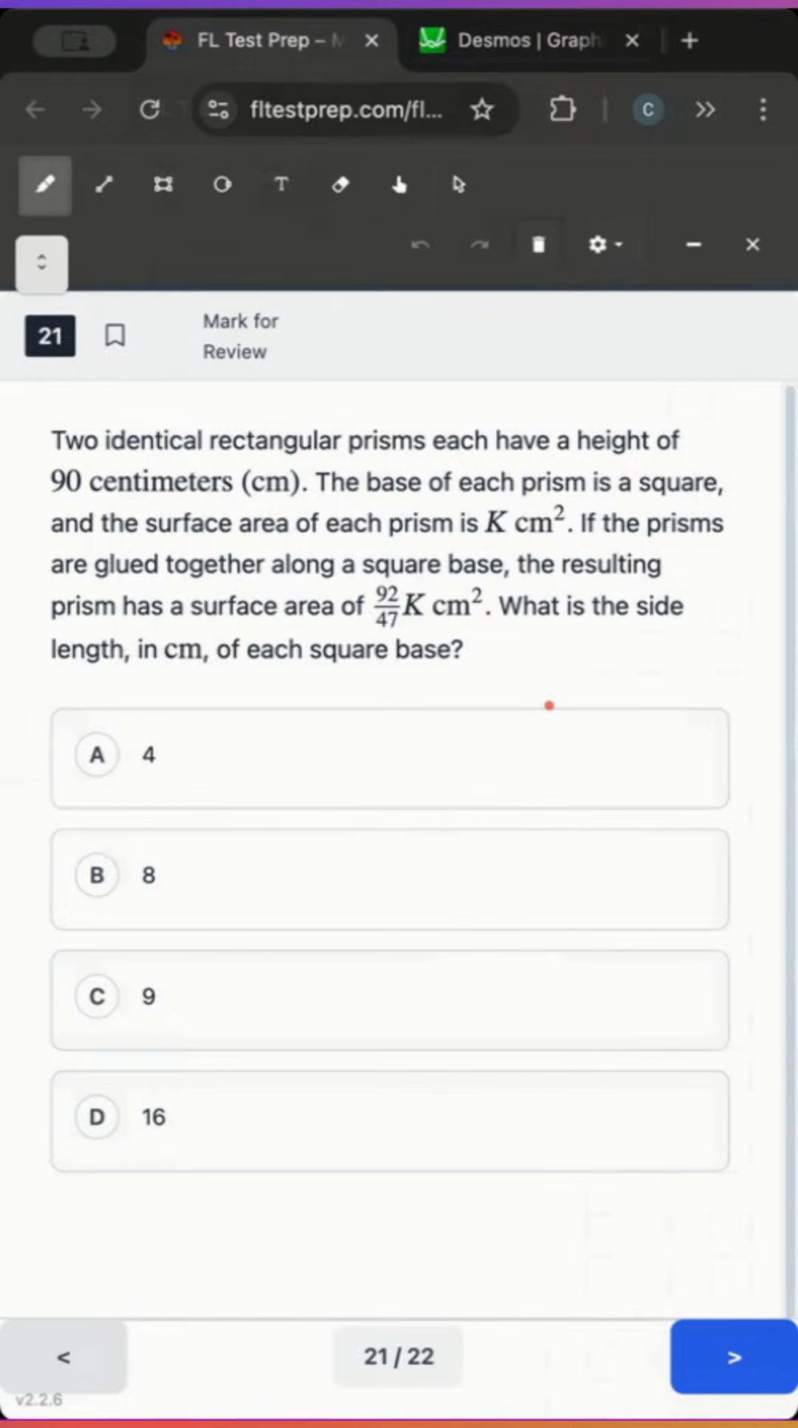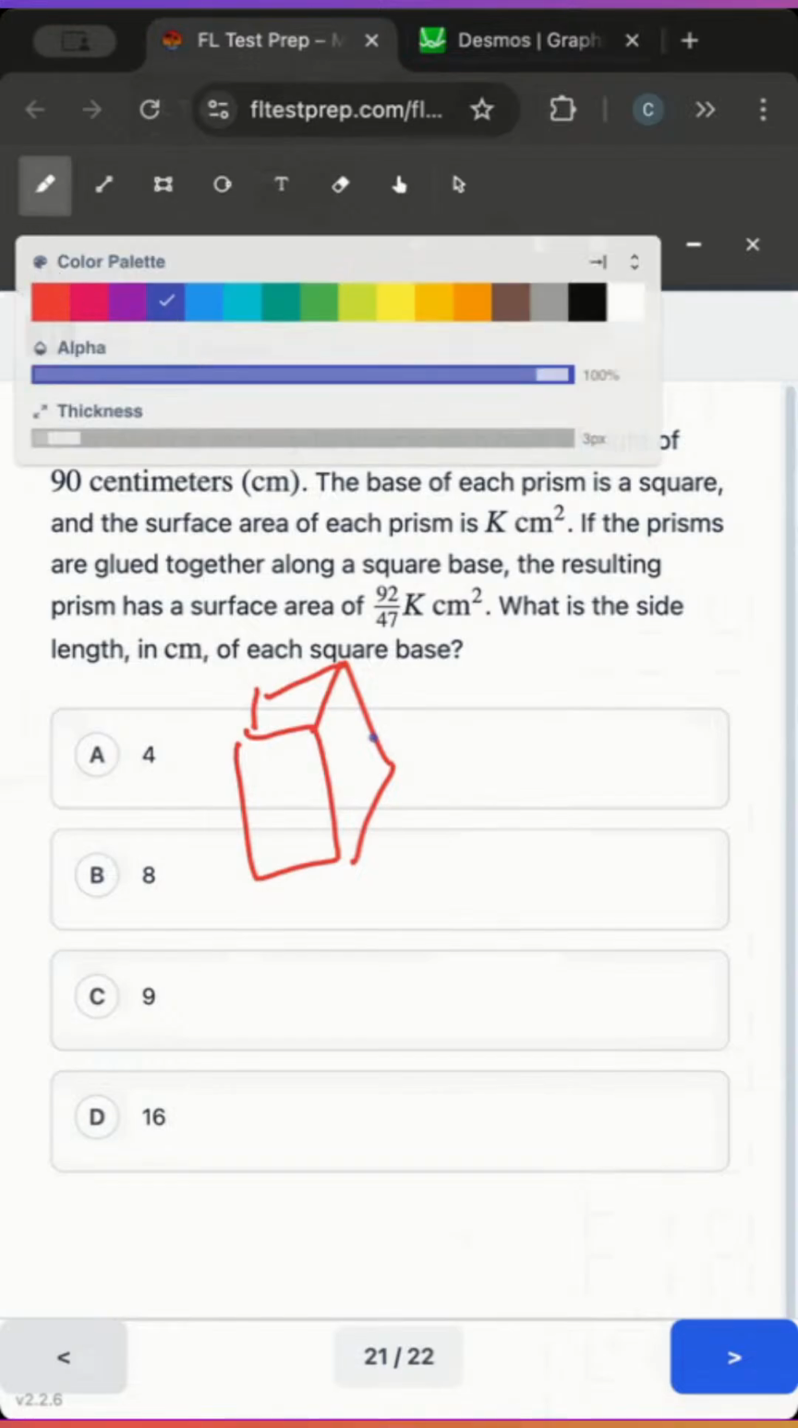So let me give you guys a quick lesson in surface area. Surface area, all it means is, imagine this was a cube. If I found the area of this, found the area of this, found the area of this, and added it all together, that would be my surface area. So concisely, surface area is adding the area of all the faces of an object together.